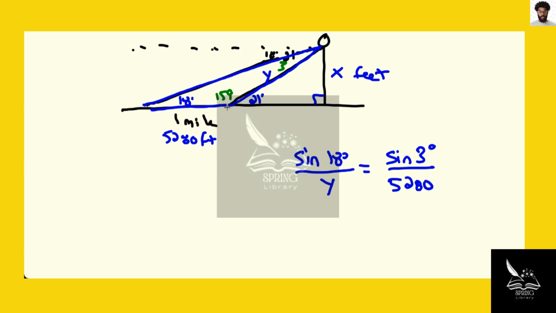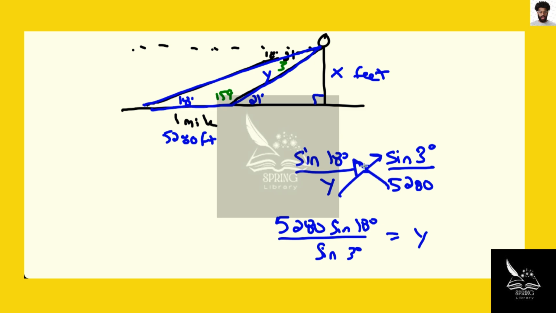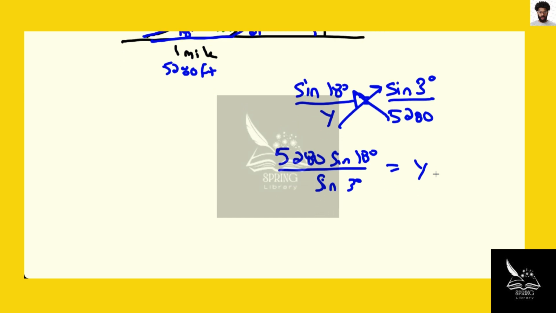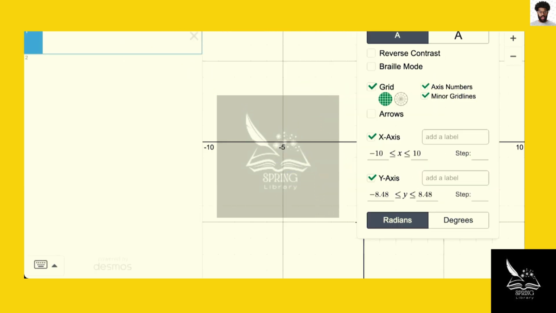Cross multiply and you get 5280 times the sine of 18 degrees over the sine of 3 degrees is equal to y. Cross multiply the y and the 5280 and then divide by sine 3. I'm going to go to a calculator here. Make sure you are in degree mode.